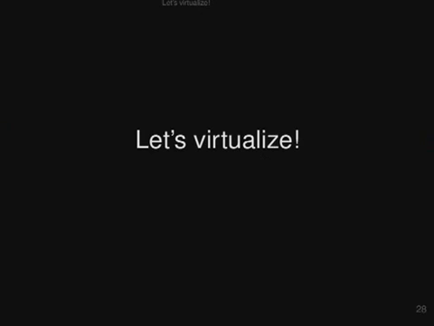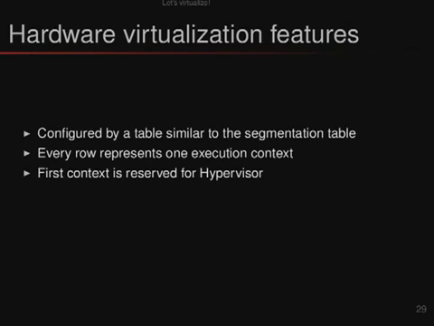So let's try to virtualize something. The virtualization features are also configured by a table similar to the segmentation table, and it looks basically the same, but it controls just which segment is loaded upon context change. And each row represents one virtual machine or one context, and the first one is reserved for the hypervisor. And it looks like this.